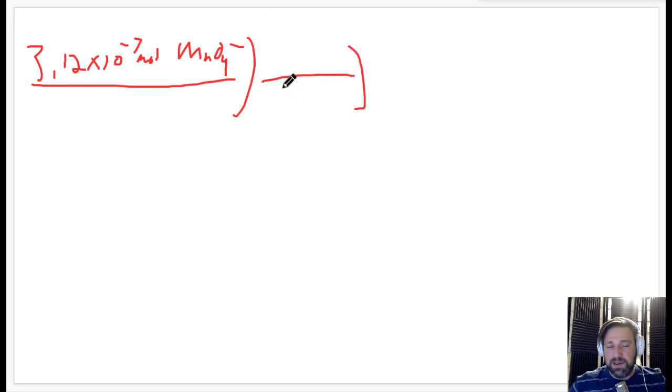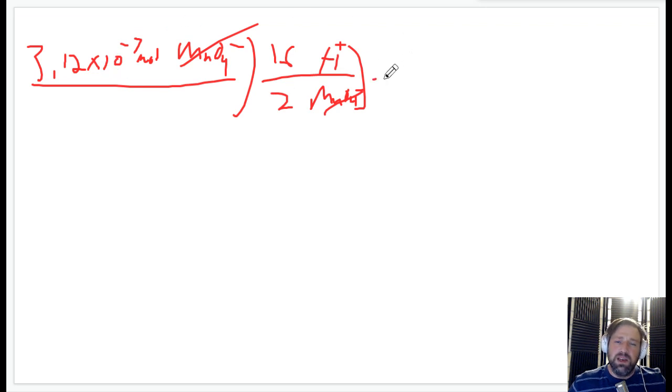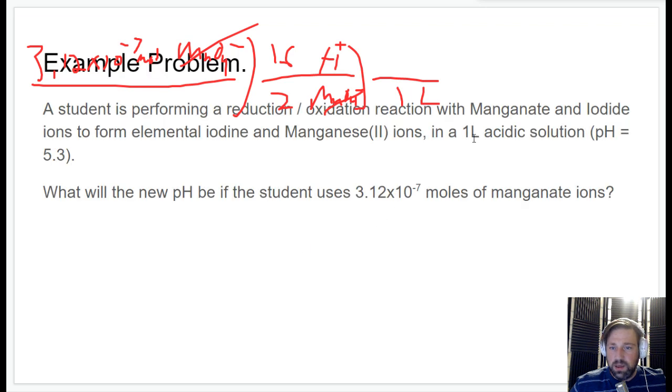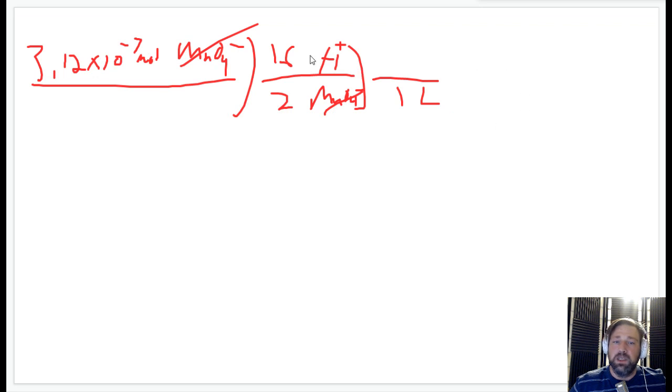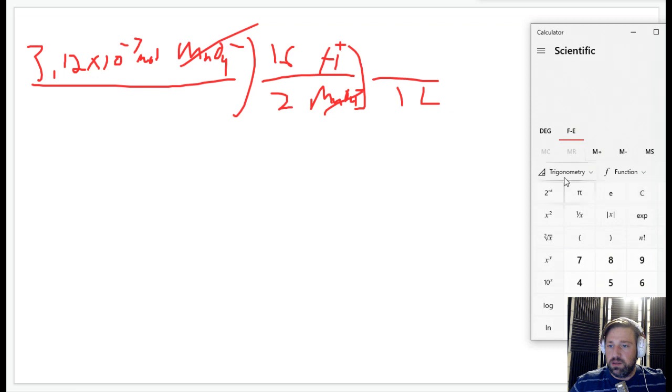Our next step is going to be the stoichiometry. We want manganate on bottom and H plus on top. And it was 2 to 16. Manganates cancel. And now we have moles of H plus. And we don't want moles, we want concentration. So it was 1 liter. How do I know it was 1 liter? Problem tells us 1 liter. Great. Now we can go through and double check this.